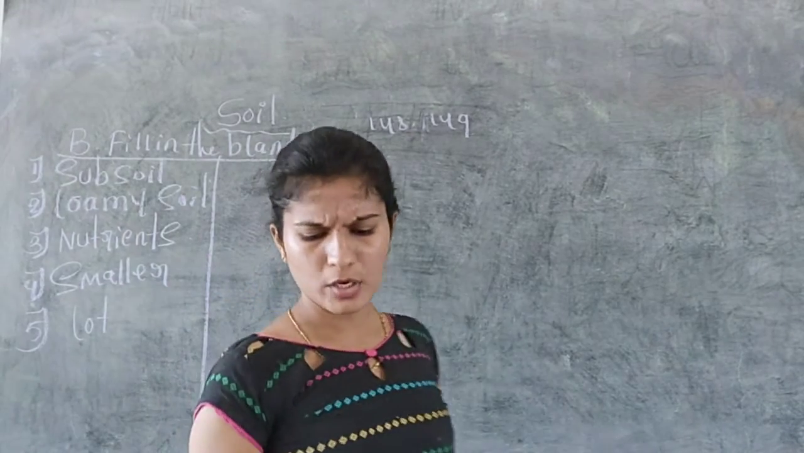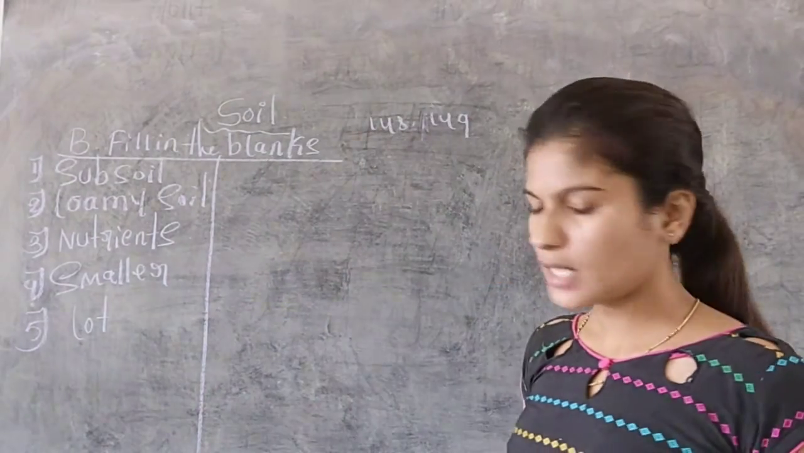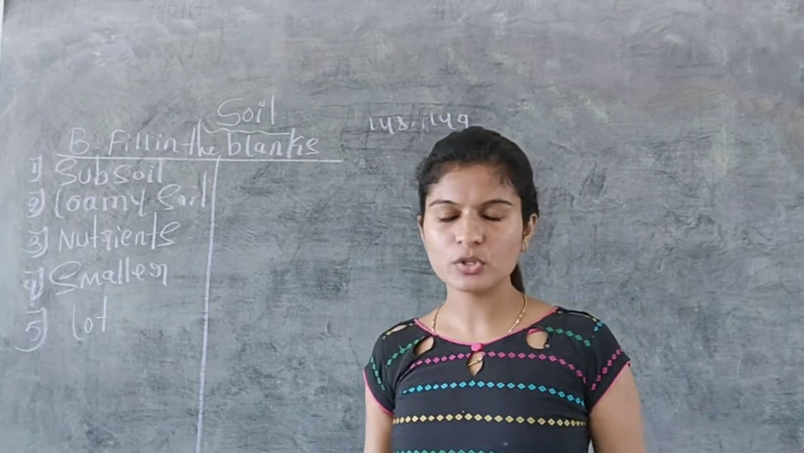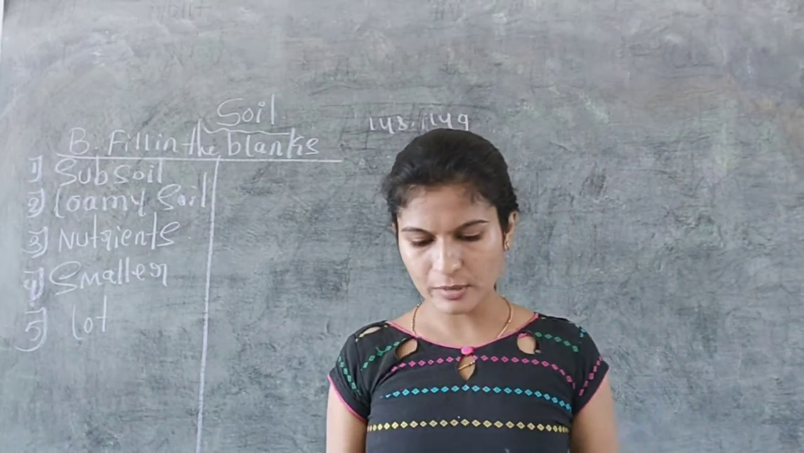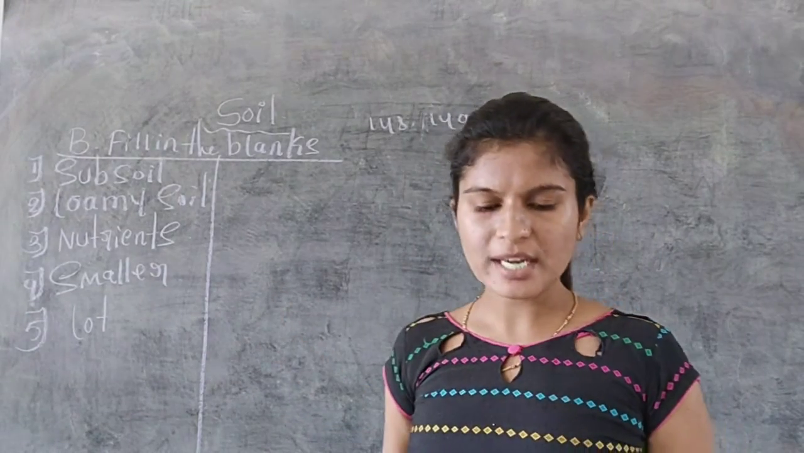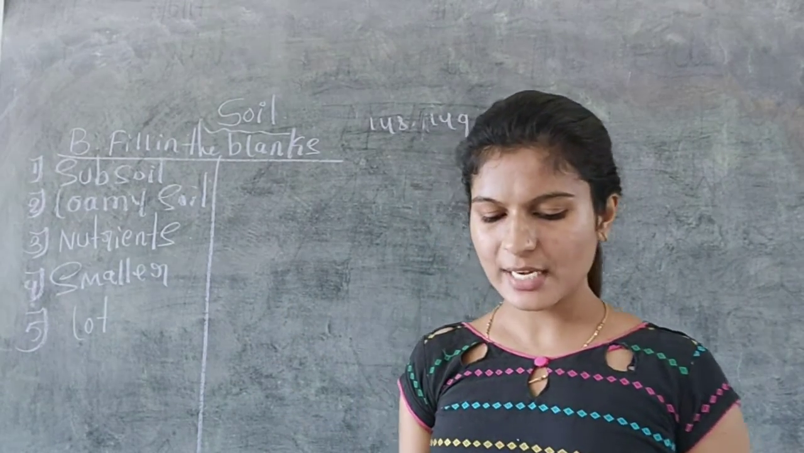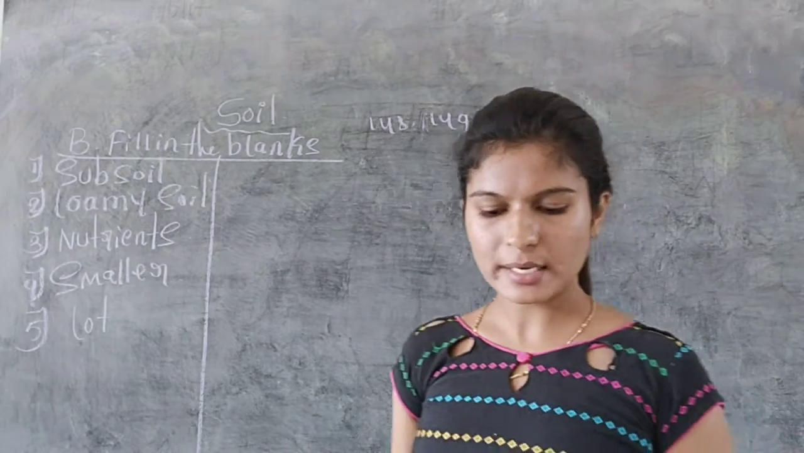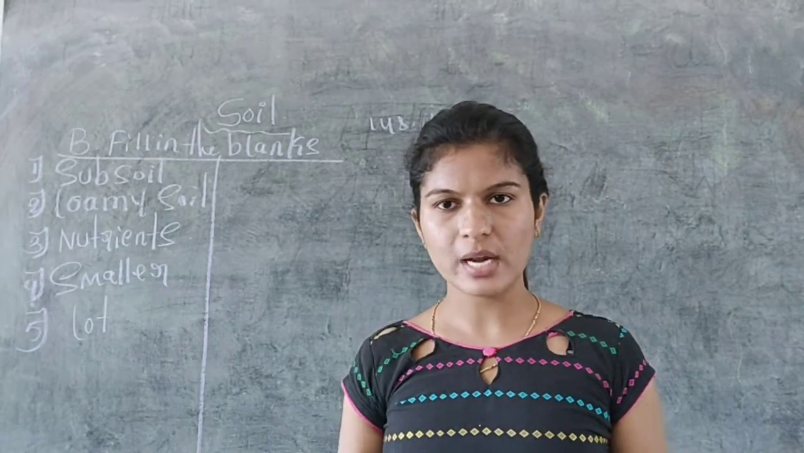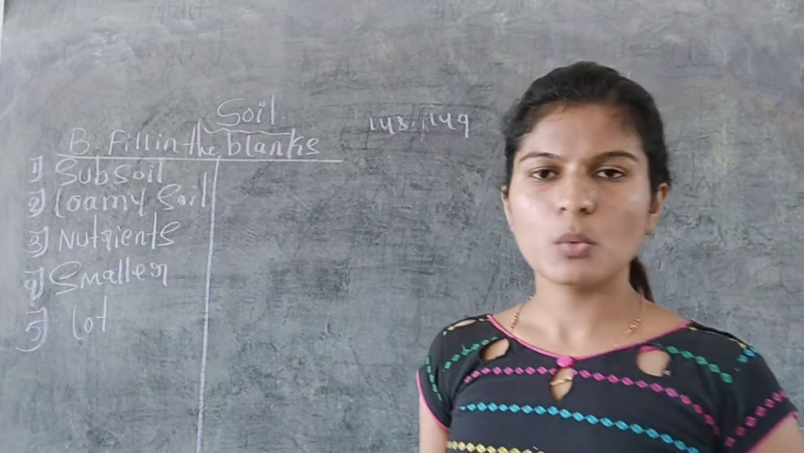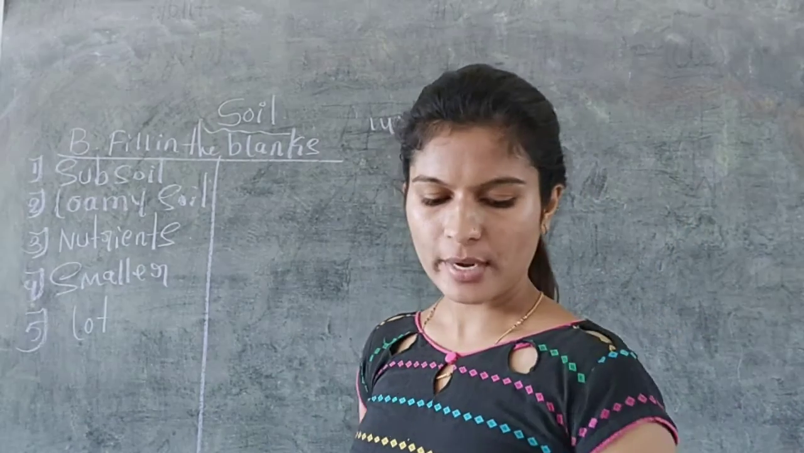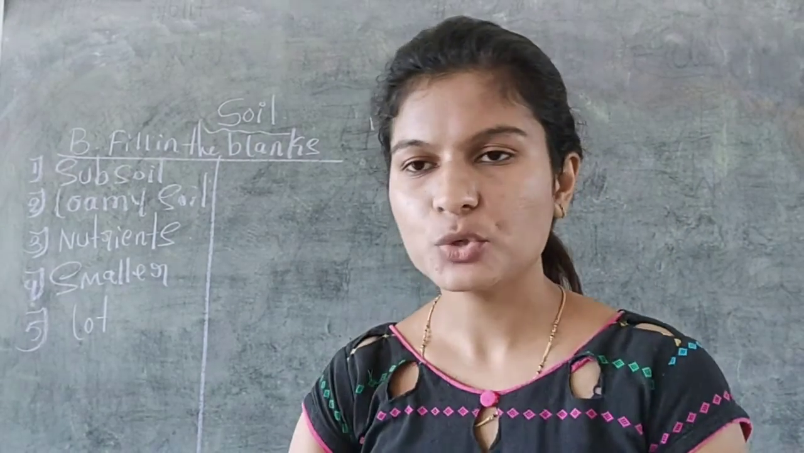So the layer below the top soil is known as subsoil. The best soil for the growth of plants is called loamy soil. Third one, plants get nutrients from the soil. Next, sandy soil has smaller particles than those of gravel. And next, clay soil can hold a lot of water. Okay. So next, write true or false.